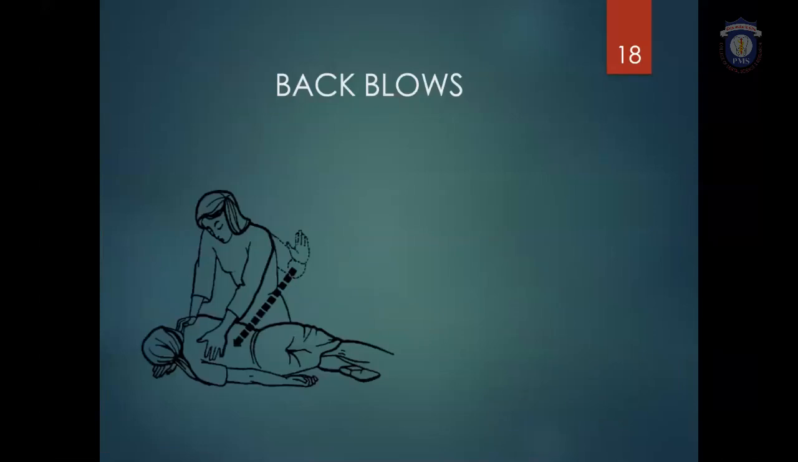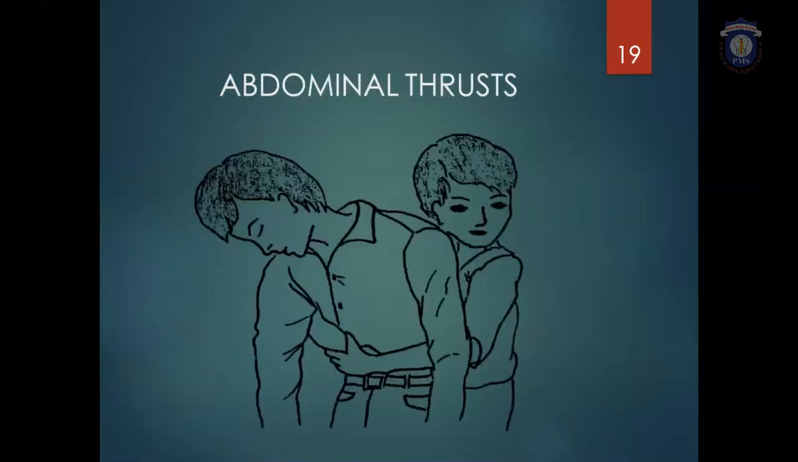If there is foreign body obstruction, what are the things we have to follow? The first, as you can see in this picture, is back blows. The other technique is abdominal thrust. It is also known as Heimlich's maneuver.